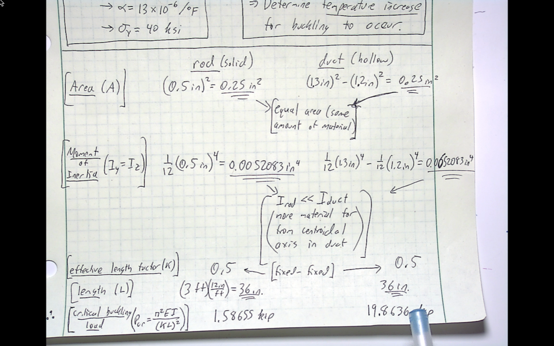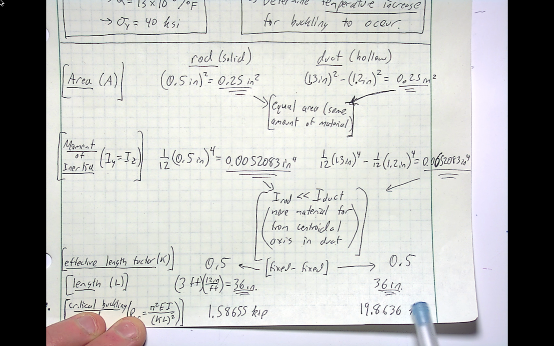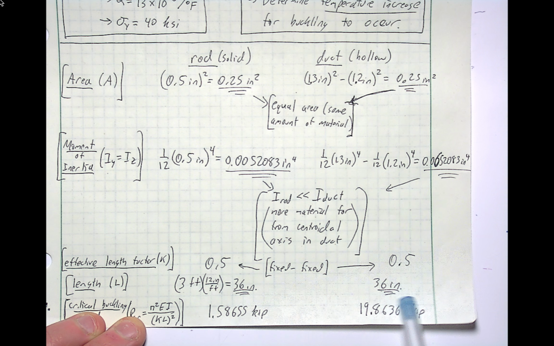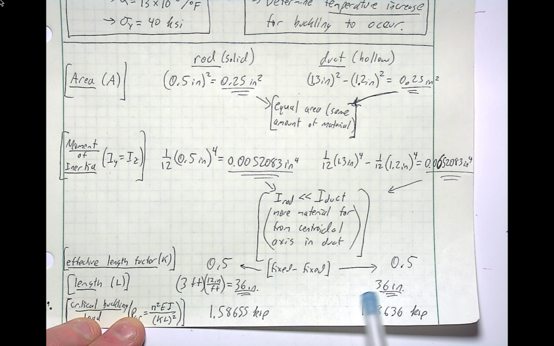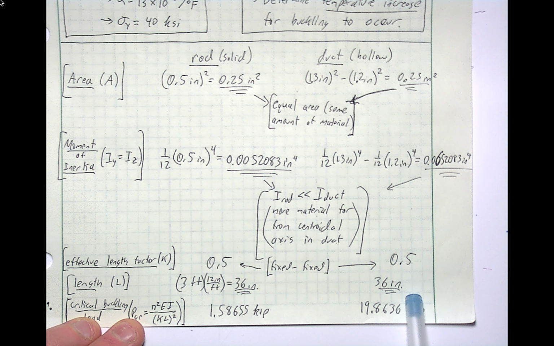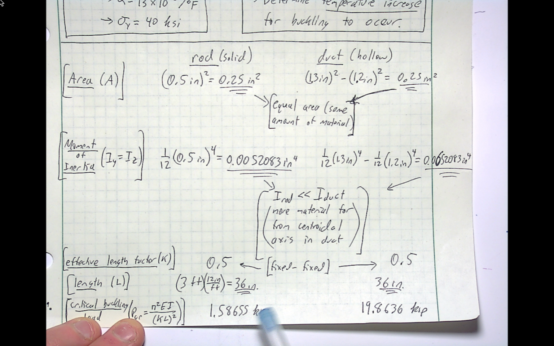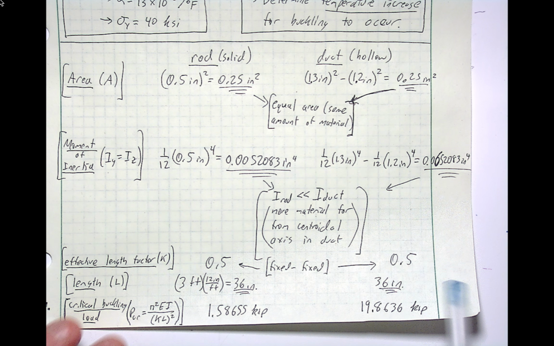And again, the only thing that changes here is this moment of inertia. And with the moment of inertia being much bigger for the duct, we should expect that the critical load be much higher for the duct, which means that the rod is much more prone to buckling than the duct is.